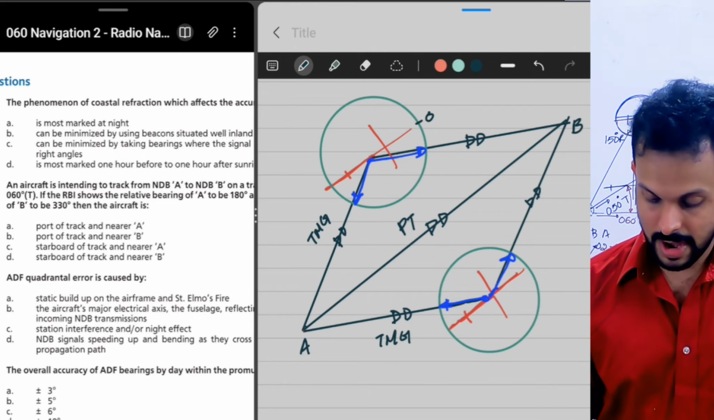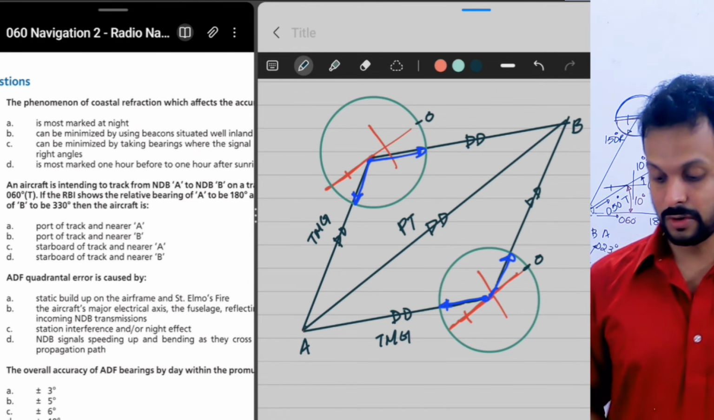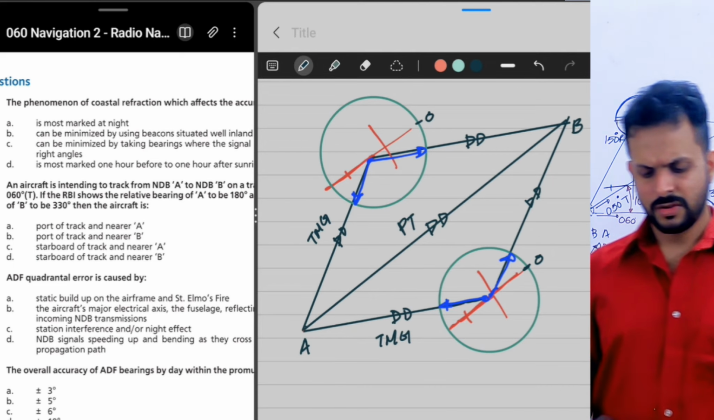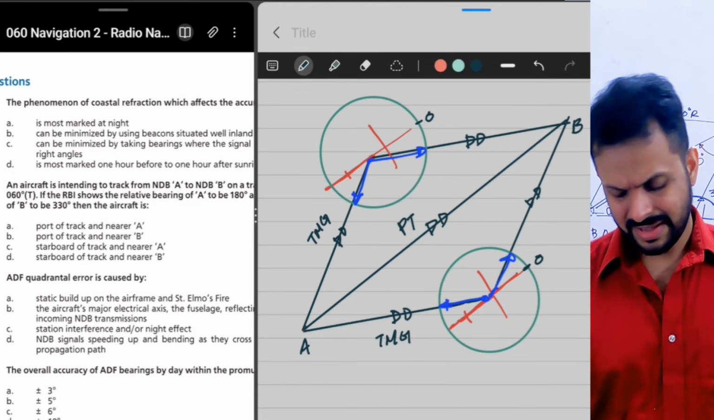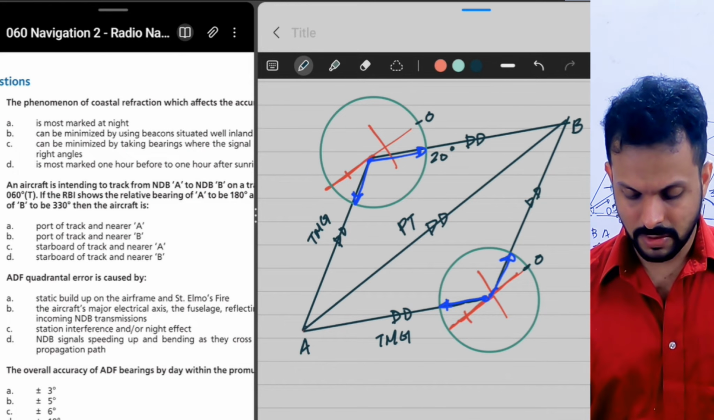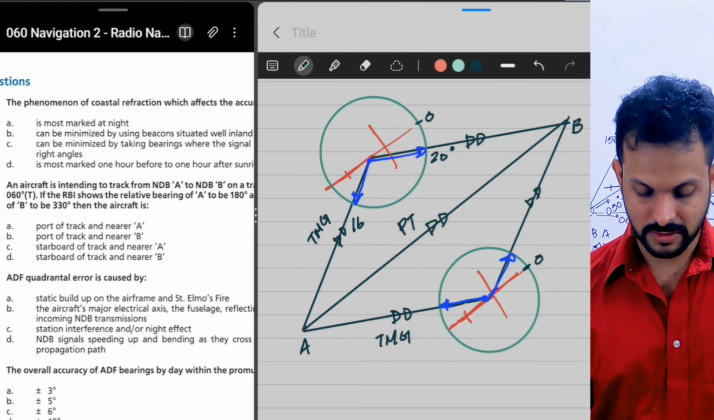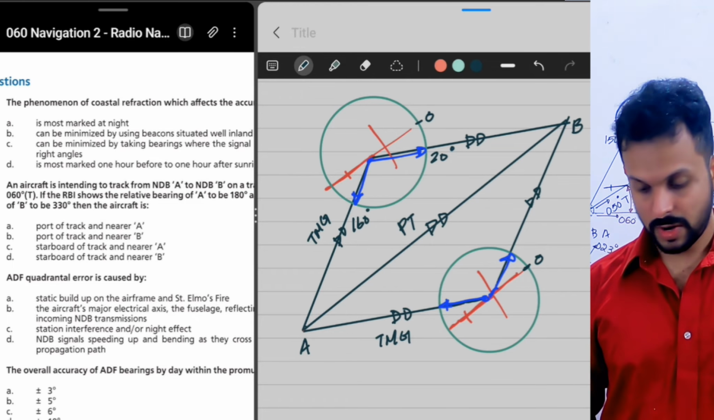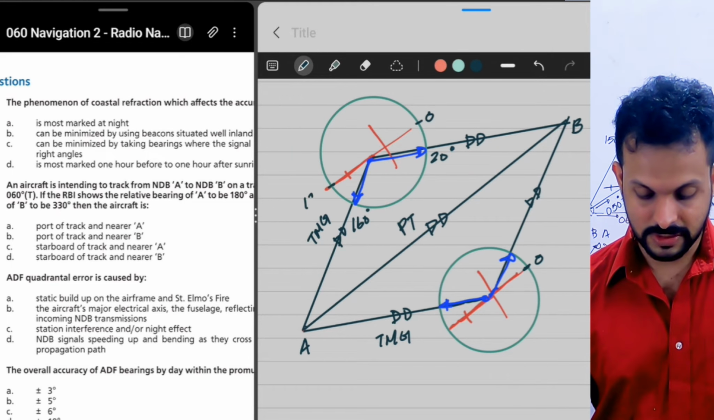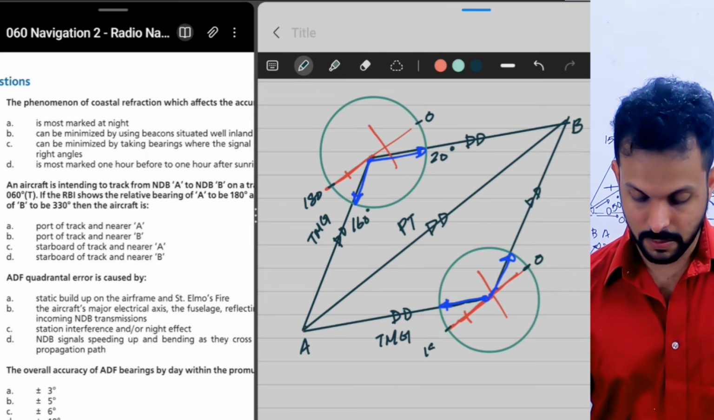The head of the RBI, which is in line with the nose of the aircraft, is always 0. So on that note, if you look at it, I can probably mark this as, say, 20 degrees, and this may be like 160 degrees, right? Because if nose is 0, then tail is going to be 180. Let me mark it in both the scenarios here.